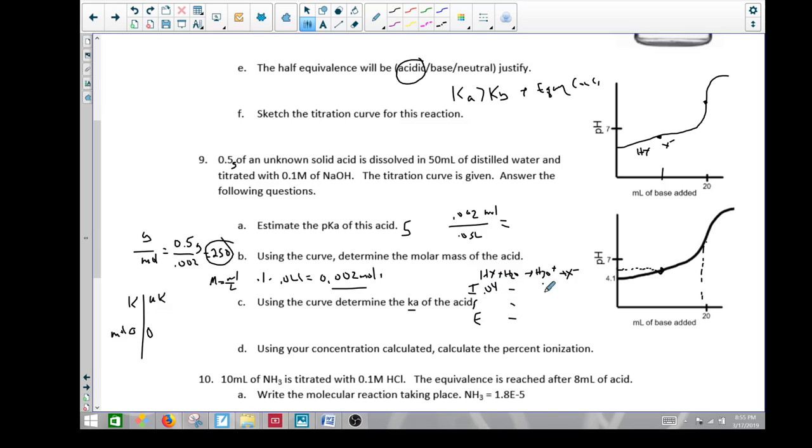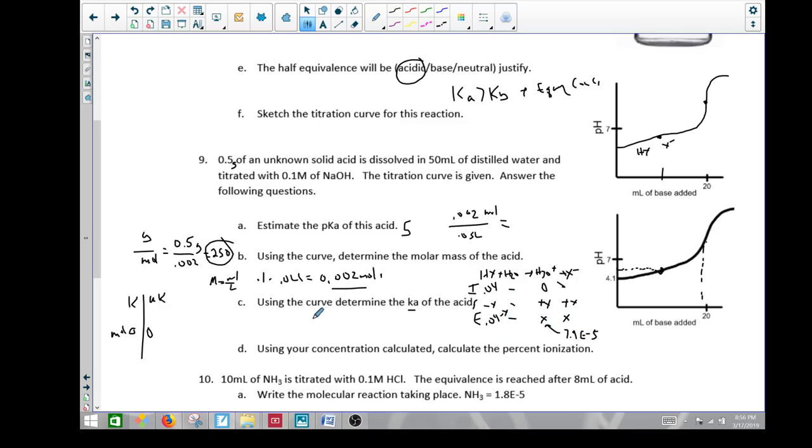Water is not playing a role, so the ICE table is 0, 0, minus x, plus x, plus x. In this case, it's just x, x, and 0.04 minus x. Without a Ka value, I would be missing two variables. What I do have is the pH at this point, and I'm going to plug that in. The antilog of negative 4.1 is 7.9 e to the negative fifth. At that point I have x, and therefore I can figure everything else out.